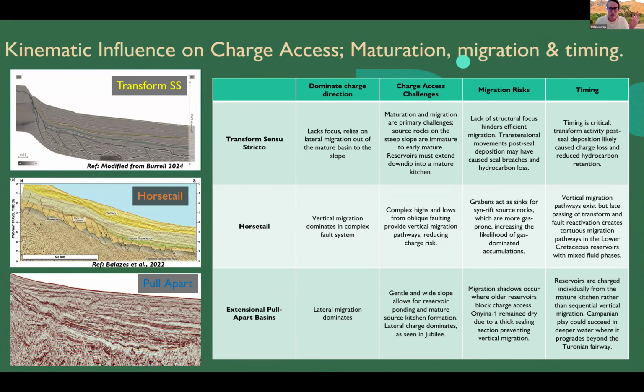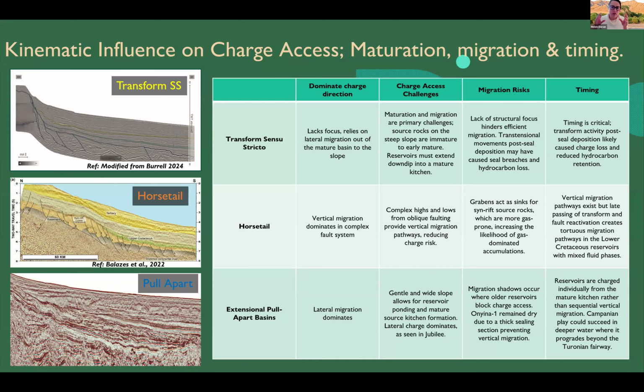We'll start again with the transform sensu stricto, which is the seismic line represented in the top left. Maturation and migration are actually significant play risks in the transform sensu stricto. And this is primarily due to sediment bypass that occurs along a very steep slope. The resulting impact of that is that source rocks remain relatively immature to early mature on the slope, and therefore to access charge, these reservoirs must extend down dip and off the slope towards the oceanic domain.